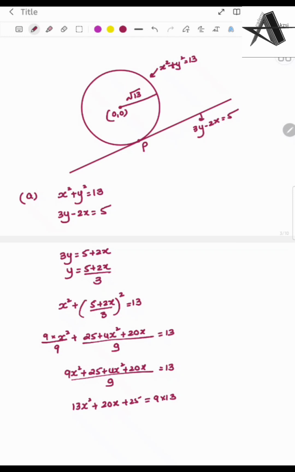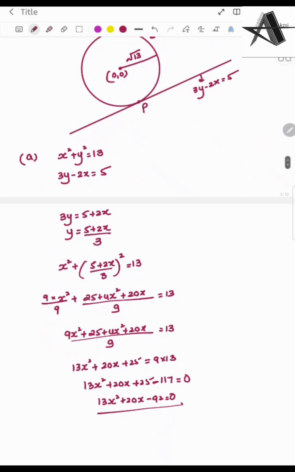You can clearly see there is a quadratic equation forming here, and we have to solve this one. So first convert this into standard form. So 13x squared plus 20x plus 25, and 9 into 13 is 117. Shifting onto the left hand side, minus 117 equals 0. So finally 13x squared plus 20x minus 92 equals 0.